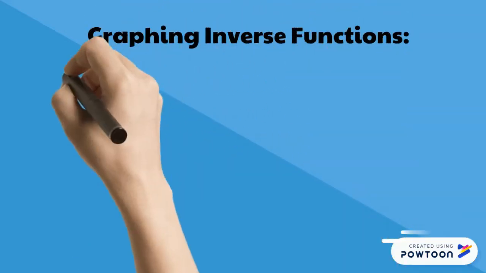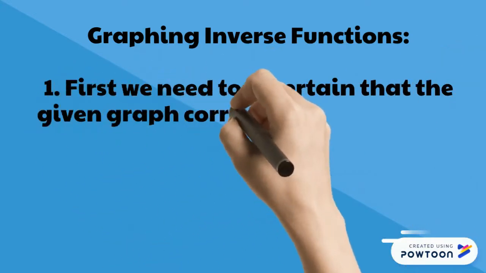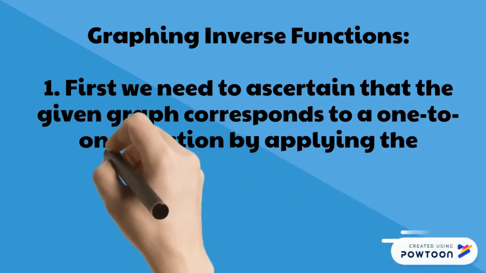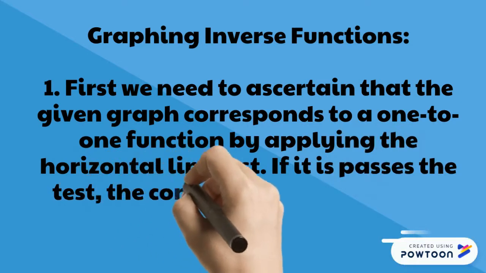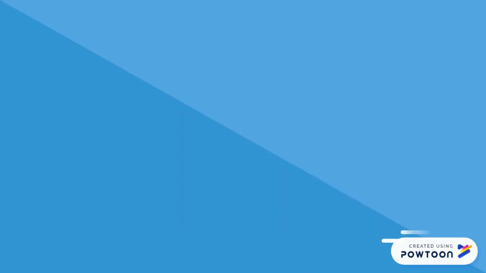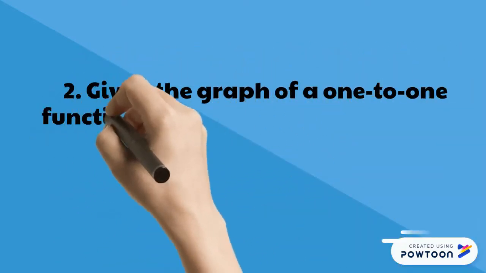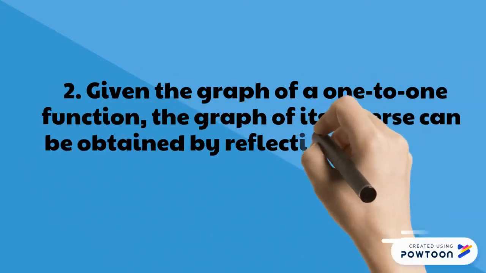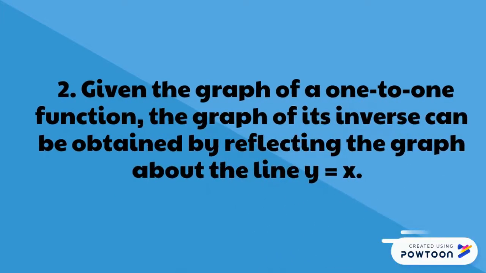Graphing inverse functions. First, we need to ascertain that the given graph corresponds to a one-to-one function by applying the horizontal line test. If it passes the test, the corresponding function is one-to-one. Number 2. Given the graph of a one-to-one function, the graph of its inverse can be obtained by reflecting the graph about the line y = x.